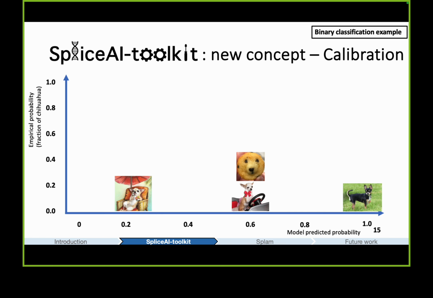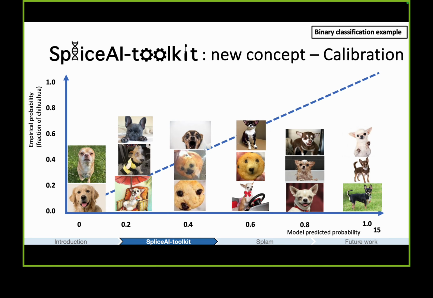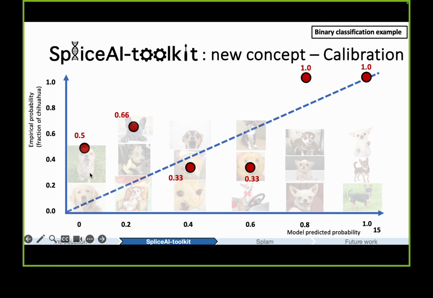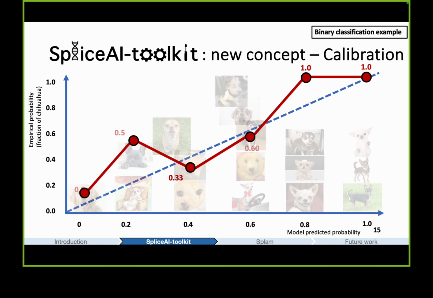So now we input all the images into the model and put them into 6 bins of scores. And for each bin, we calculate its empirical probability. So let's focus on the first bin. This is a golden retriever, so the empirical probability that the model predicts correctly for this bin is 0.5. And we calculate this empirical probability for each bin that we binned. So this plot is called a reliability diagram, and the blue dotted line is perfectly calibrated.